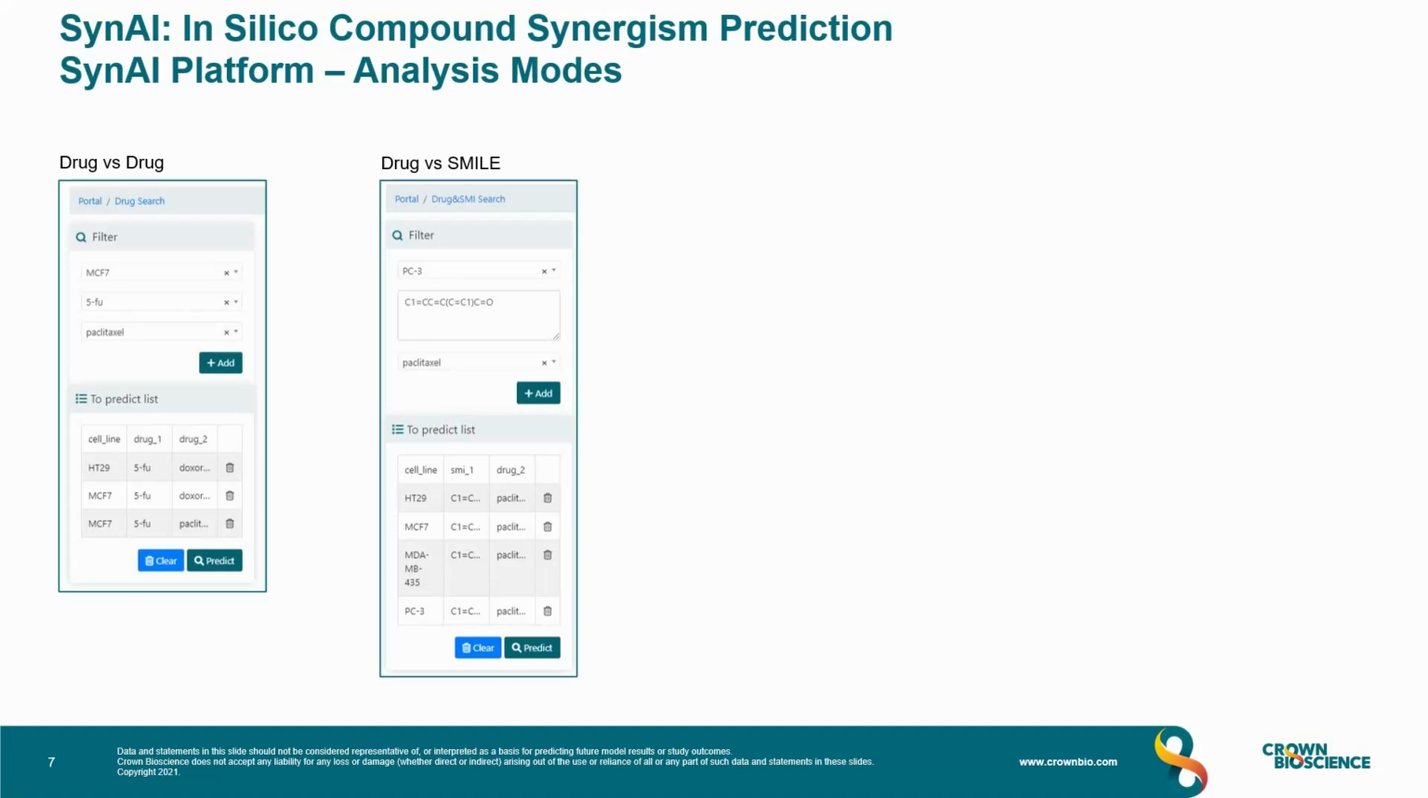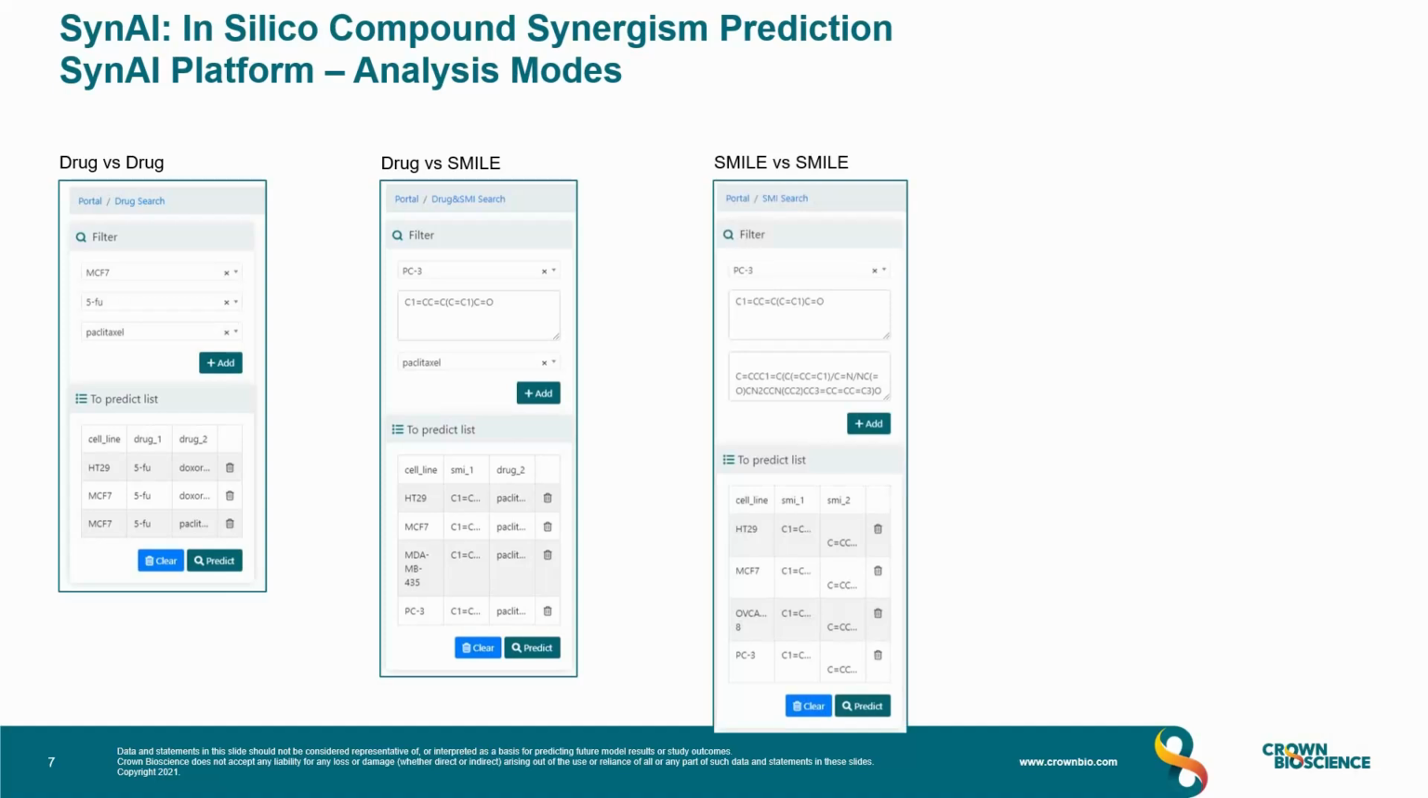Now, of course, the most flexibility is provided by the third mode, where both of the inputs are replaced with SMILES sequence inputs.